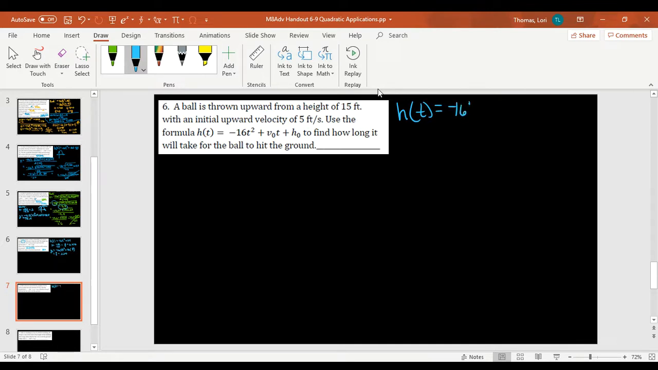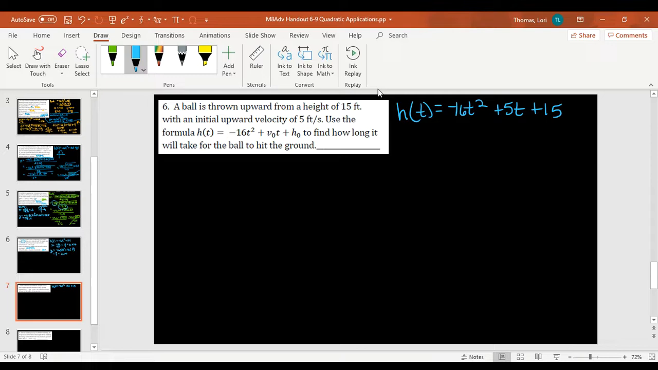Negative 16 times t squared plus 5t plus 15. How long will it take for the ball to hit the ground? So again, that's an x-intercept. We're going to find the root, the 0. We're not trying to find the vertex. We don't want to know the maximum height, but just when it hits the ground. So I'm going to use my quadratic formula. I can see that none of these have a GCF, so I'm not going to go that route.